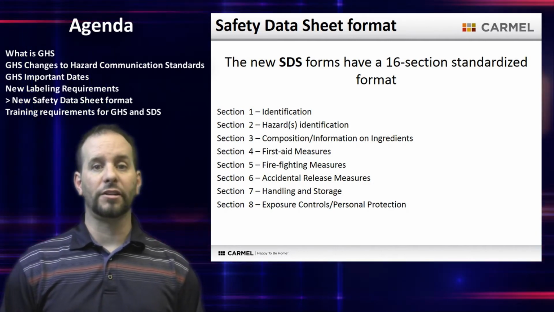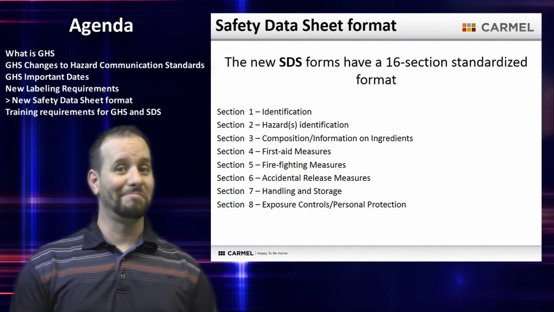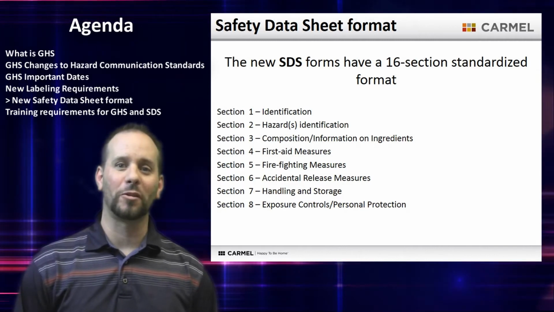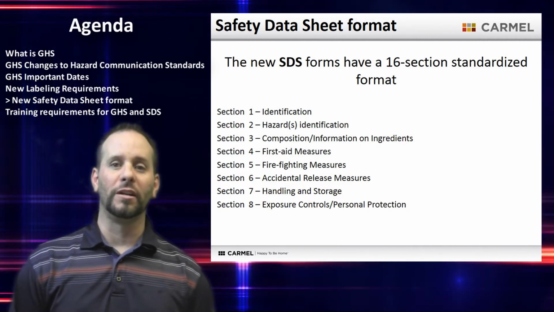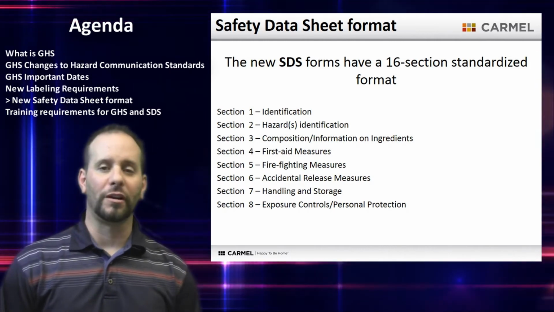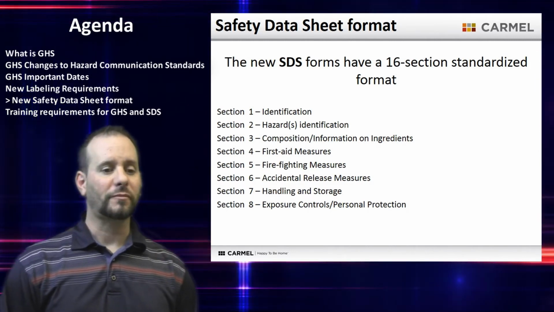Section 7, handling and storage. Obviously, that includes how we're going to handle that chemical or how we're going to store that chemical properly, whether we need to store it away from other chemicals to prevent a mixture or we need to store it in a fire cabinet because it's flammable.